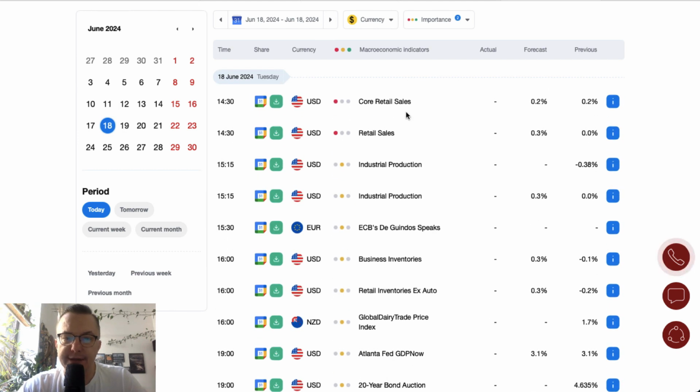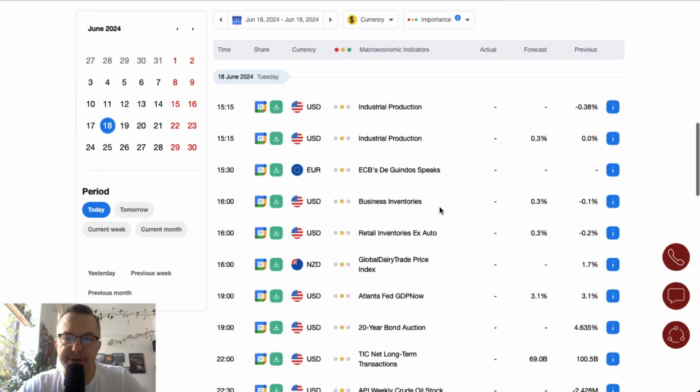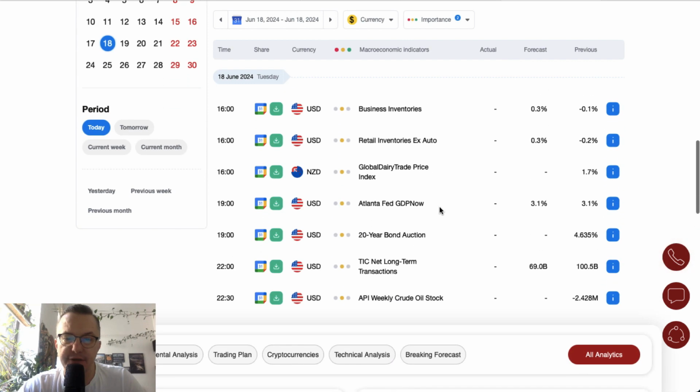Another interesting data during the New York session is scheduled for release at 2:30, and those data are in the form of the core retail sales and the retail sales data from the USA. Industrial production from the USA is scheduled for release at 3:15, and then we have the ECB's de Guindos to give a speech, and at 4 o'clock we got the business inventories and retail inventories excluding autos from the US, together with the global dairy trade price index from New Zealand.